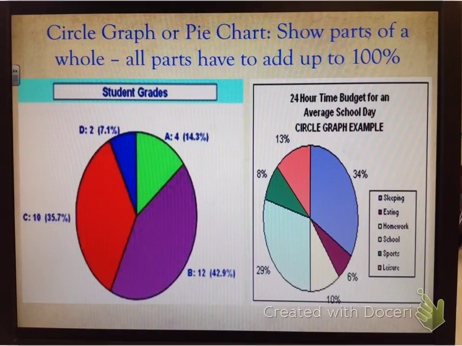Now, looking at the other circle graph or pie chart, it shows a 24-hour time budget for an average school day. So it pretty much shows what you spend time doing on a school day. 34%, the biggest chunk of that circle, goes to sleeping, and then the next biggest chunk, 29%, is when the kids are at school. The other little portions show eating or homework or sports or leisure time.